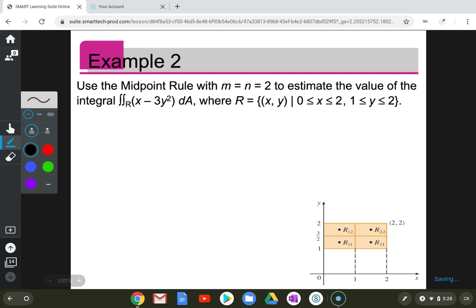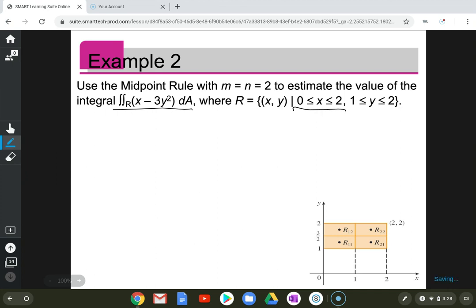Okay, so we're going to approximate the value of this integral where R is the region bounded by x's from 0 to 2 and y's from 1 to 2, which we've drawn out here. So our x's go from 0 to 2, and our y's just go from 1 to 2, which means that our widths of each rectangle is going to be 1, but our heights are just going to be a half. All right, so what we need is a z function. What's our z function? Our z function is x minus 3y squared. That's our z function that we're plugging into.